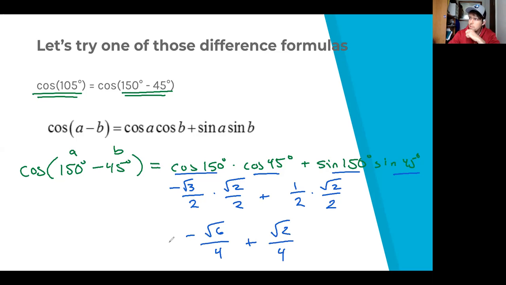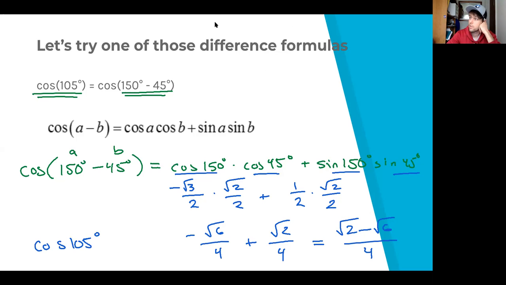A lot of times you'll see this answer combined into a singular fraction, and maybe even the order moved around. You might see it written out like this. This is an equivalent form of this. That's just shifting the order and putting it together into a fraction. And again, this is the exact value of the cosine of 105. And this is the only way to find that, using this sum or difference formula.